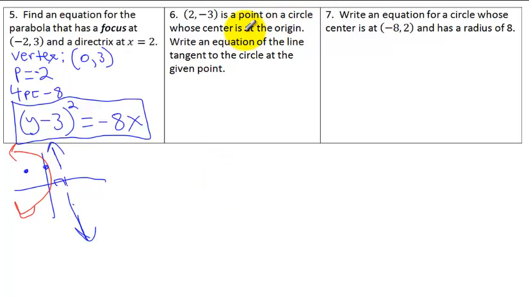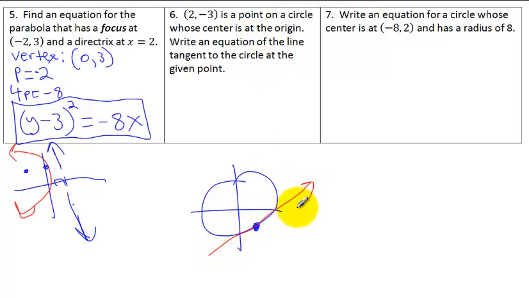Okay, number 6, let me give you another visual of what's happening here. We have a point on a circle whose center is the origin. So here we've got some circle. 2, negative 3 is some point down there. What we're looking for is an equation of the line that is tangent to this circle. And so you have some line that's kind of coming through the point like this. We're going to get the equation of this line. So what we need is the slope. The way you get the slope is you look from the center to that point, because the perpendicular is going to be tangent to that, meaning it's going to just kiss this circle in one little spot.